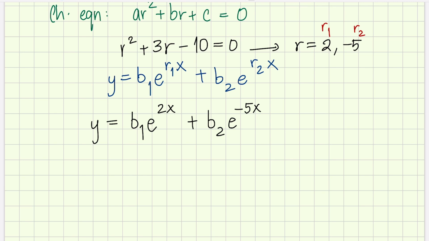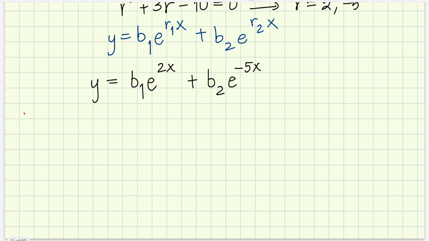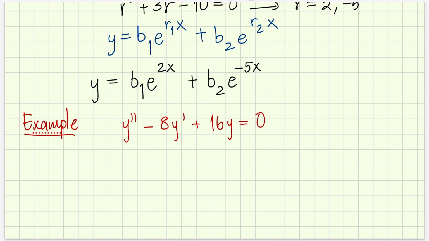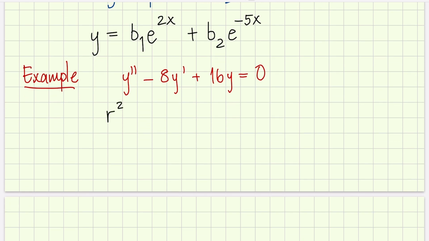Or you can say into the form of the general solution. Let me show you another example which will yield some other kind of result. So say we have y double prime minus 8y prime plus 16y equals 0. Again, using the characteristic equation, you have r squared minus 8r plus 16 equals 0.